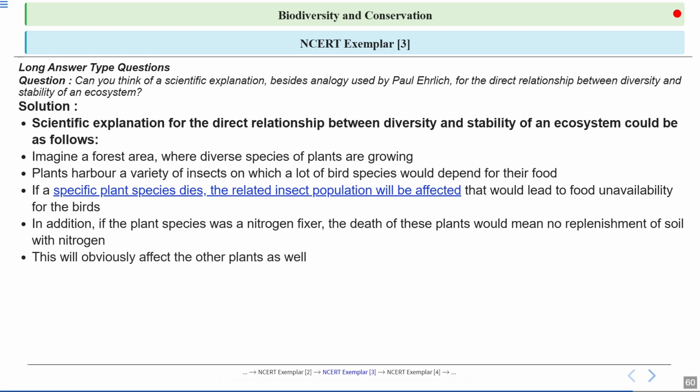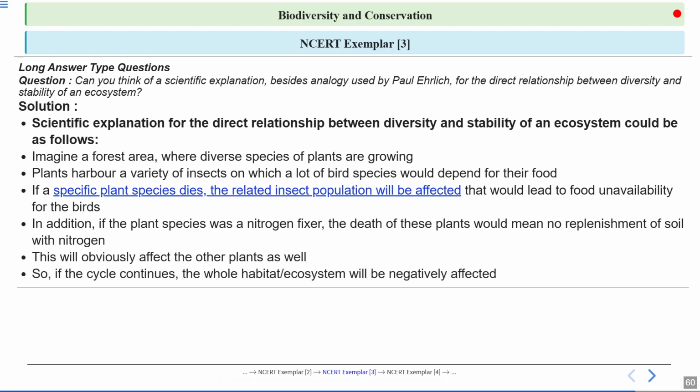So this will obviously affect the other plants as well. So if the cycle continues, the whole habitat or ecosystem will be negatively affected. Okay, so the entire ecosystem will be negatively affected because the base, the plants, the producers, are being affected.